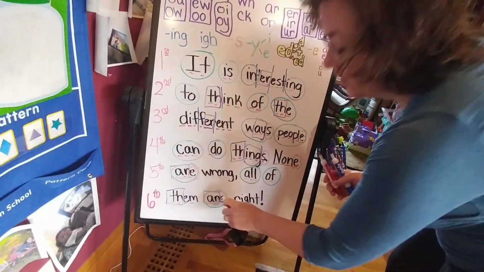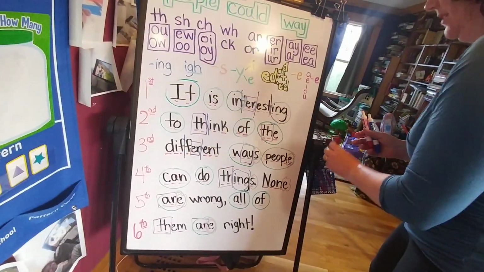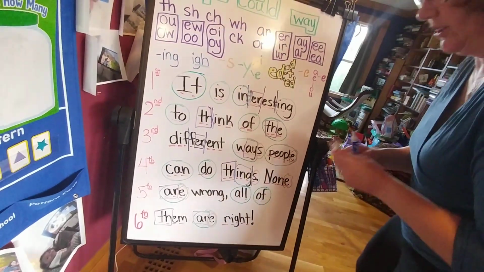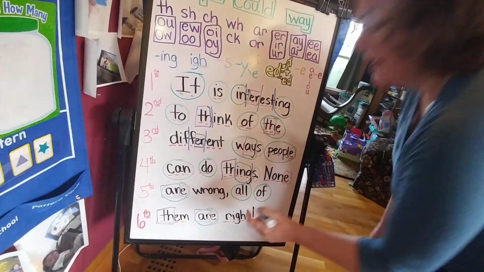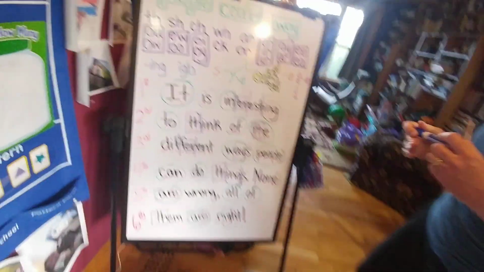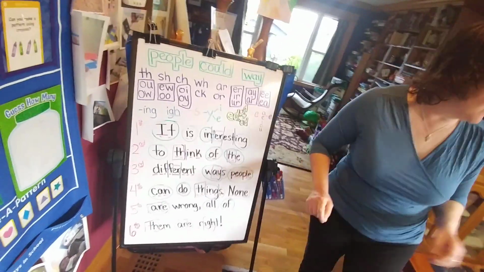Our last word is right. Oh, what is right? Let's spell it. R-I-G-H-T. What word chunk is in right? It is an I-G-H. That's a lot to know. Lots of words today. All right, we have two more things to do.